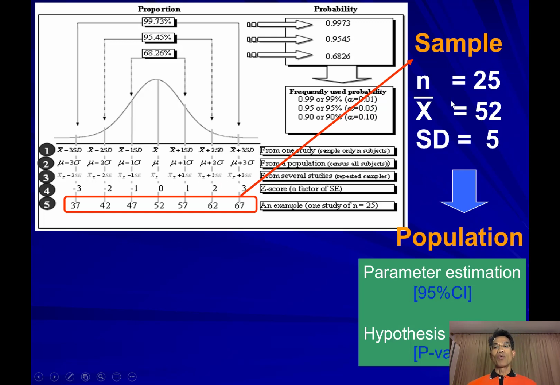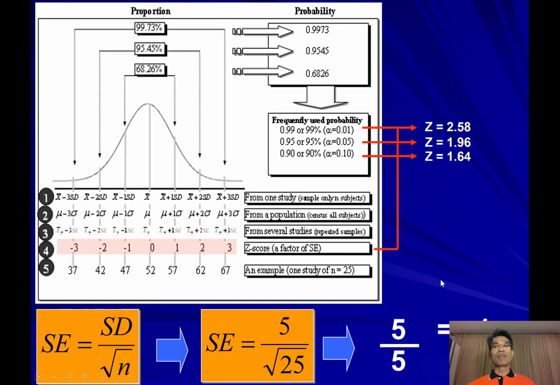Now, what we aim for is to get two things for the statistical inference. The first one is parameter estimation, to get the 95% confidence interval of the mean weight that would be found in the population, and the second is to test the hypothesis. Start with this.